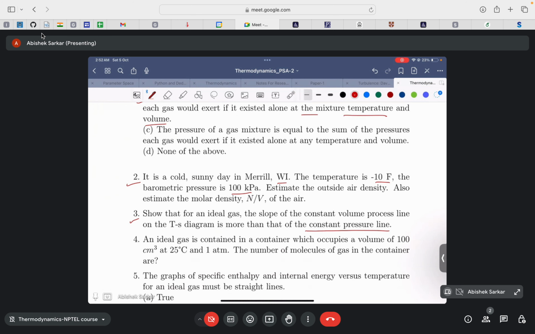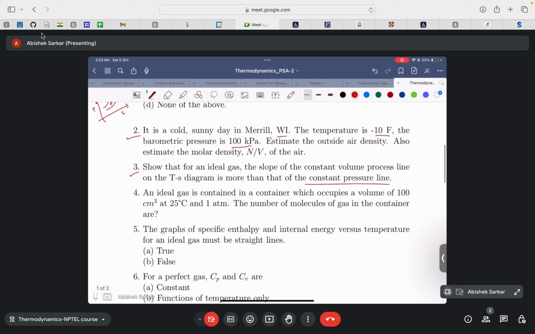It's basically saying that if we are considering a TS plot, temperature and entropy, because at this point of time we are not even introduced to the concept of entropy, right? So let us not move ahead of time. The question states that in a TS plot, something similar to the PV plot and PT plot that we have already discussed, we have to show that a constant volume line has a higher slope compared to a constant pressure line. We have to prove it. So let us not go ahead of time, and let us just do it when the appropriate time arrives. Let us move to the next question.